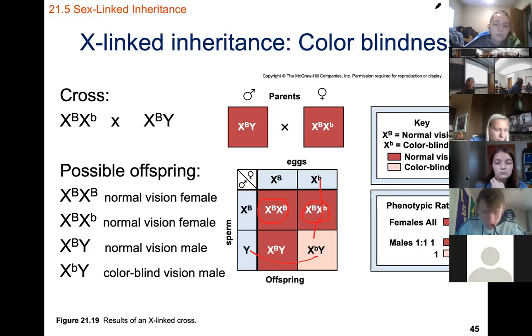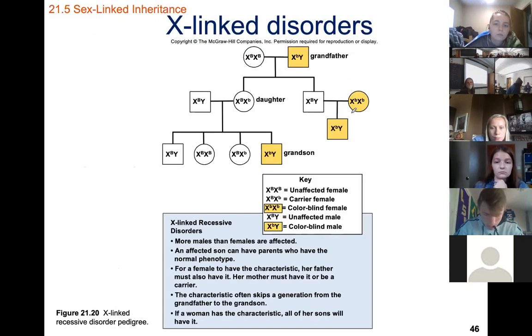You can also see in this case that there is a female who's affected by color blindness. What does that mean about her mother, or the female? Sorry, I'm going to go to the next slide here. What does that say about this individual's mother? I'll give you some options. Was the mother like this?